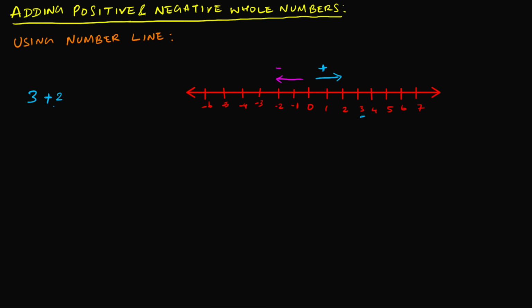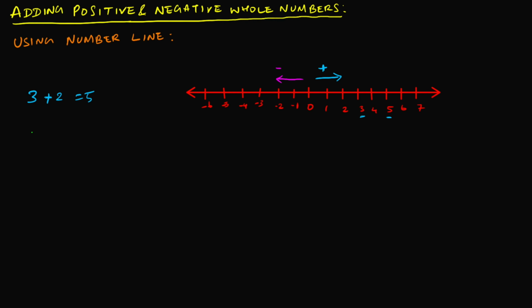Then we look at the next number. Next number is also positive 2, which means we just need to carry on in the same direction by taking 2 additional steps. So if we take 2 additional steps from where we are now, we'll land at 5. So that's going to be our result.